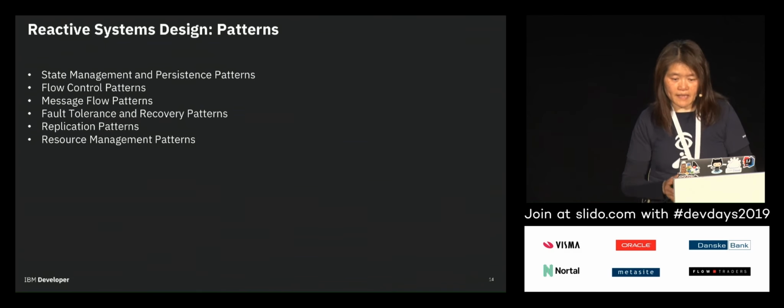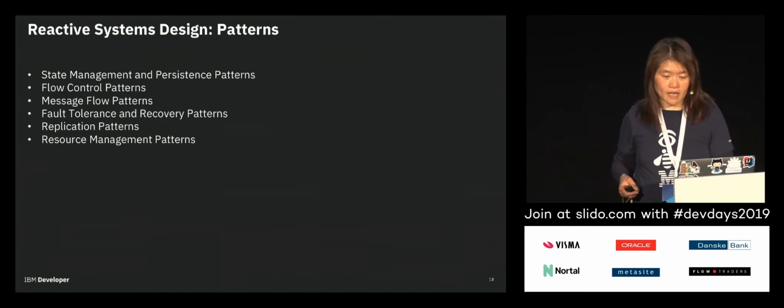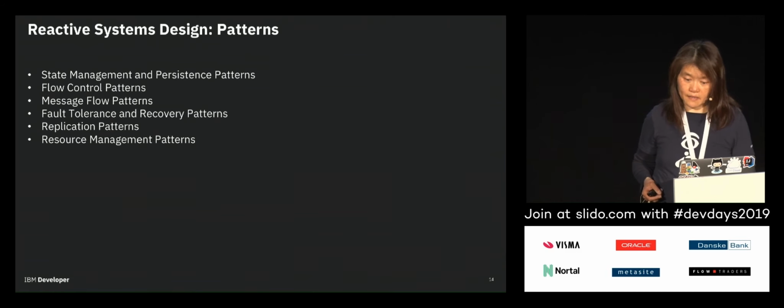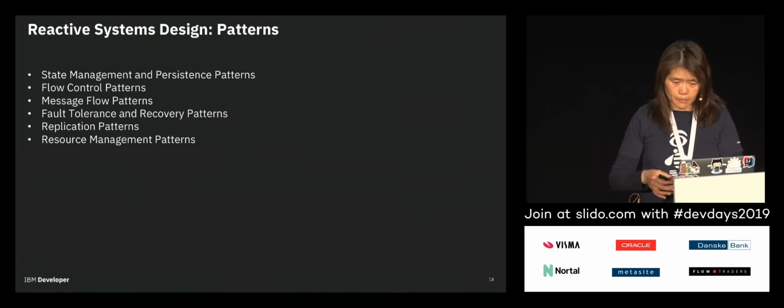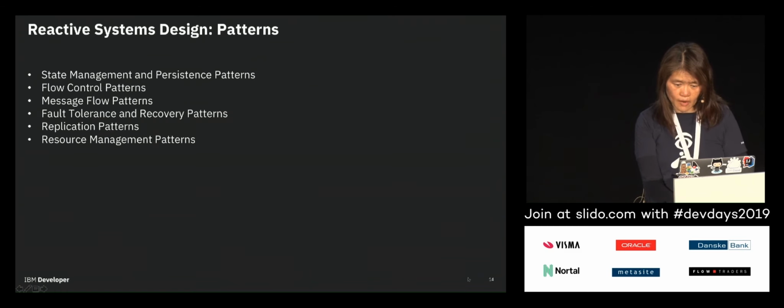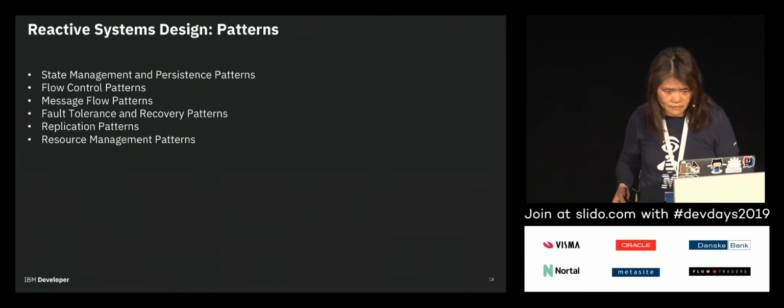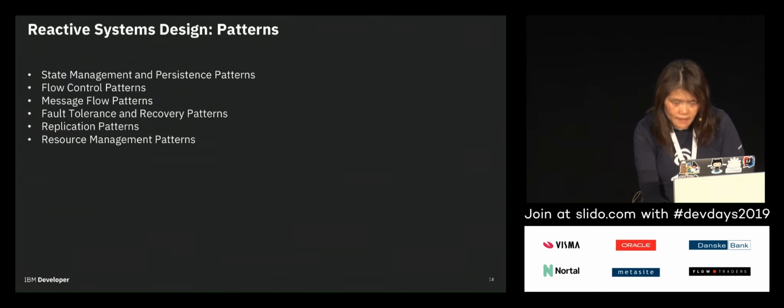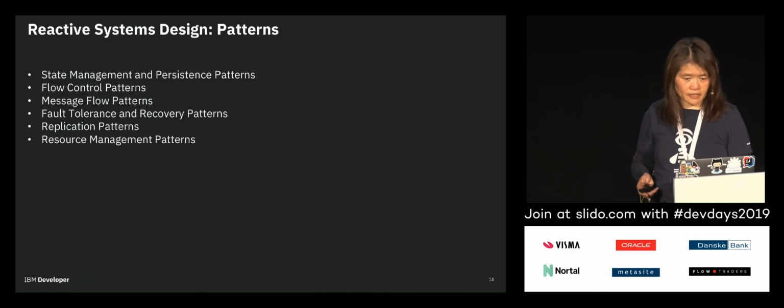Some of the state management patterns include domain object, sharding, event sourcing, and event stream. For flow control, you get pull, managed queue, drop, and throttling. For message flow, you can have request-response, the ask pattern, aggregator, and the saga pattern, for example, business handshake. For fault tolerance, you can have circuit breaker, for example, and for replication patterns, you can have active-passive and active-active, things of that nature. We'll talk a bit about the circuit breaker in the next slide.